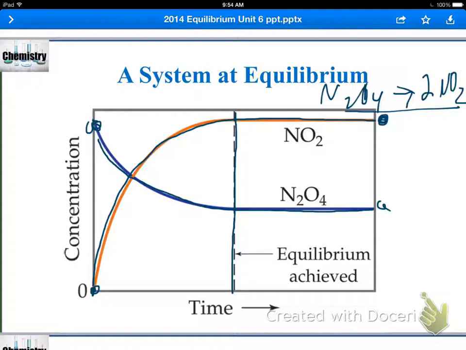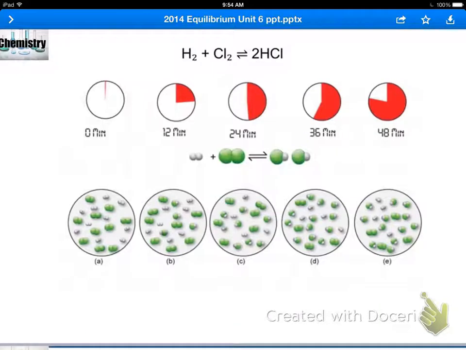You could have graphs that look like this and like this, where the lines never cross. All you're looking for is the point at which both lines go flat. That tells you you're at equilibrium. You can also look at particle diagrams and identify when you're reaching equilibrium.